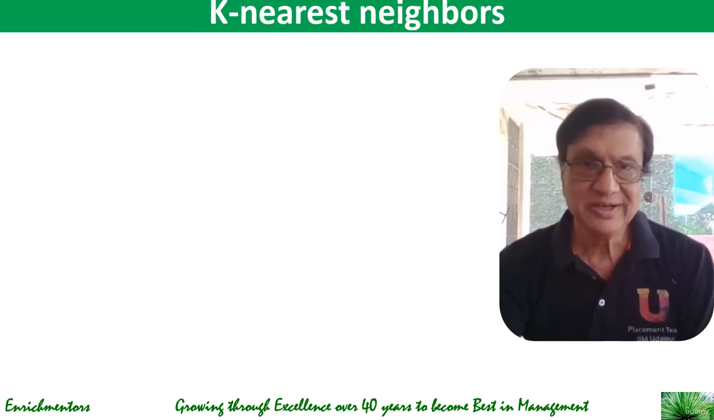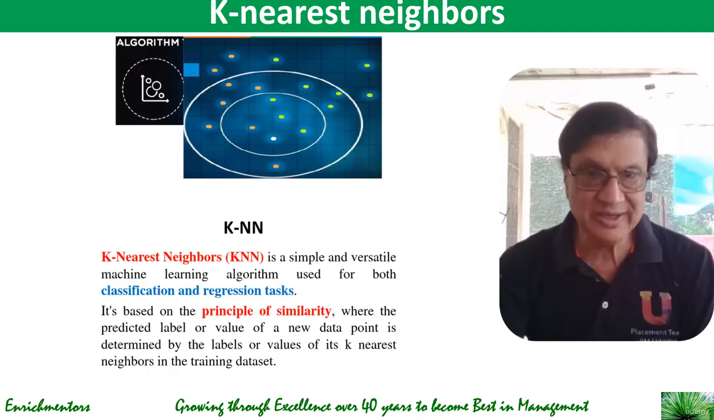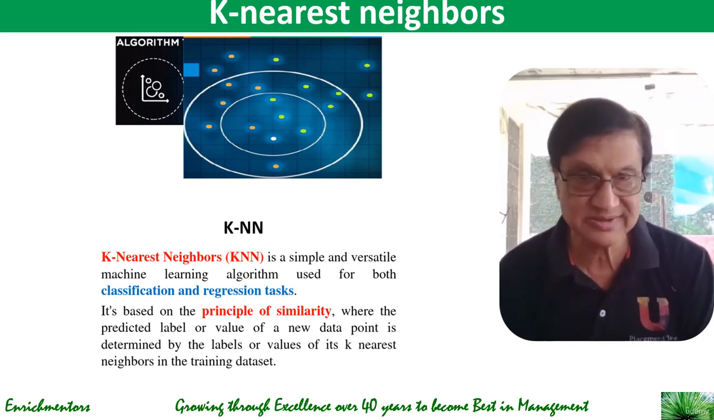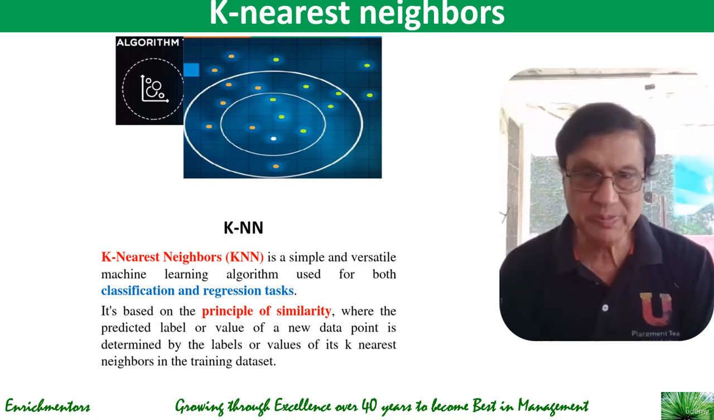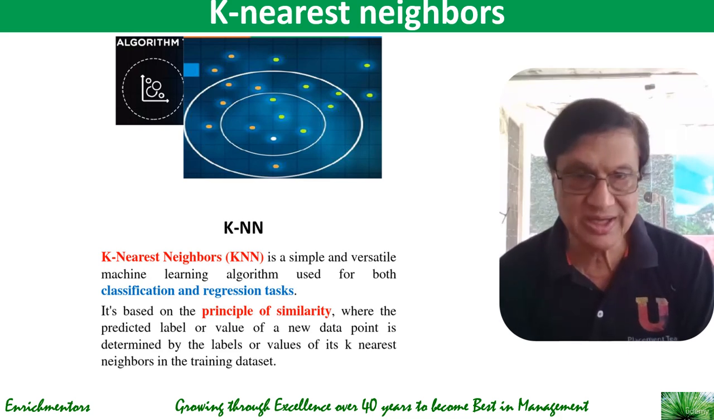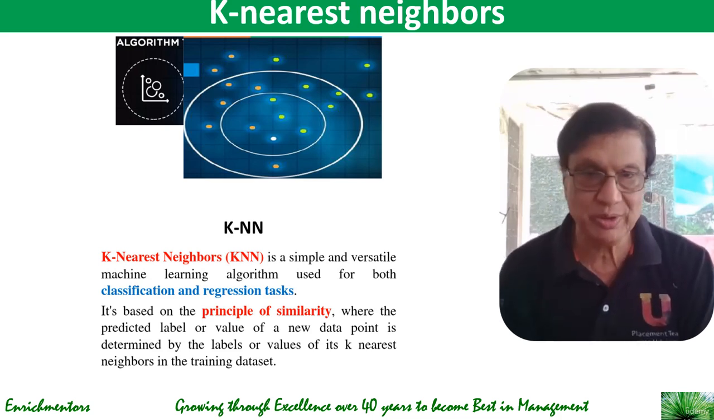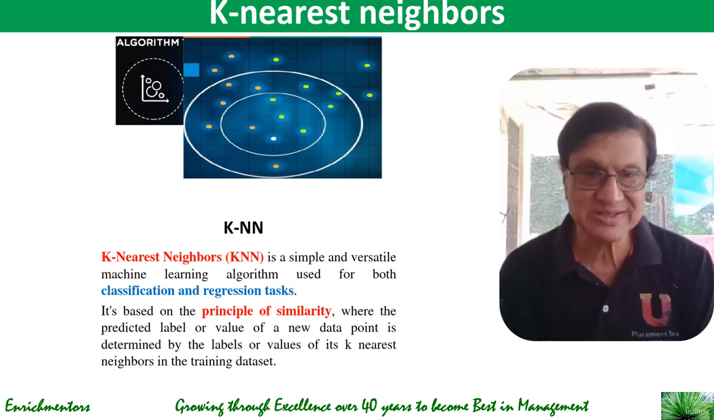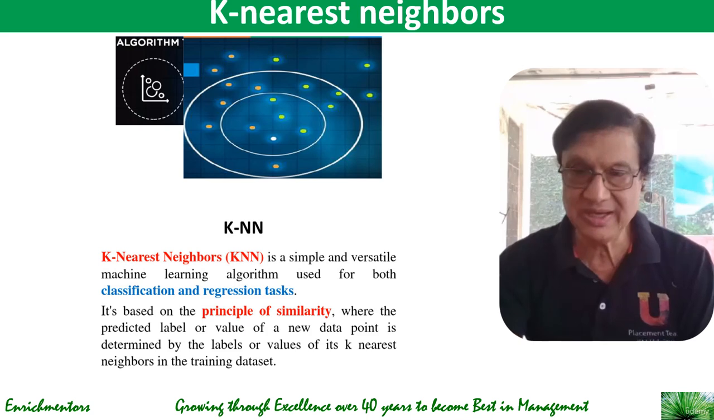The second thing that we can talk about is the k-nearest neighbor technique, and there it is a simple and versatile machine learning algorithm used for both classification and regression tasks, and it is based on the principle of similarity where the predicted label or value of the new data point is determined by the label or the value of its k nearest neighbors in the training data sets. So this is how KNN can also be used for missing values.